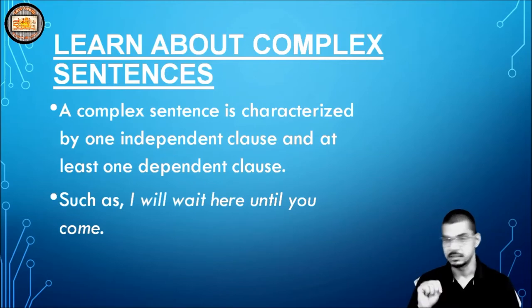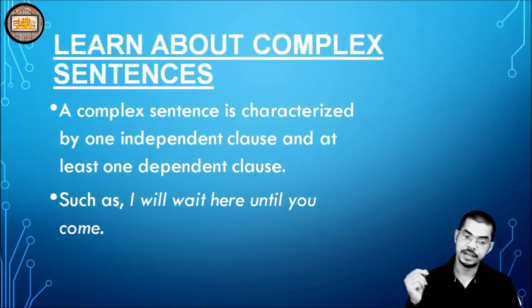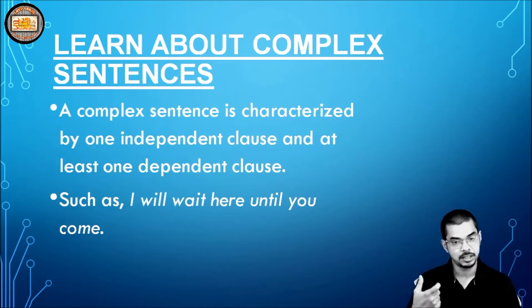So here's a sentence for you. I'll wait here until you come. So "I'll wait here" is the independent clause, and "until you come" is the dependent clause or subordinate clause. So this is a complex sentence.